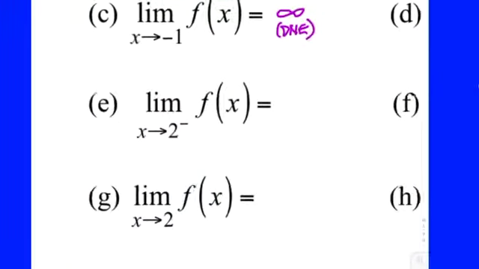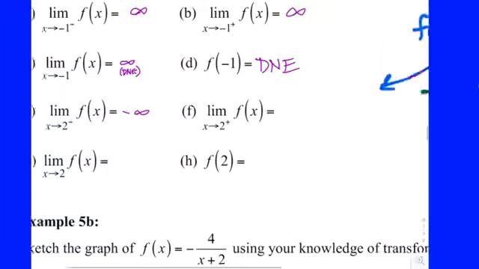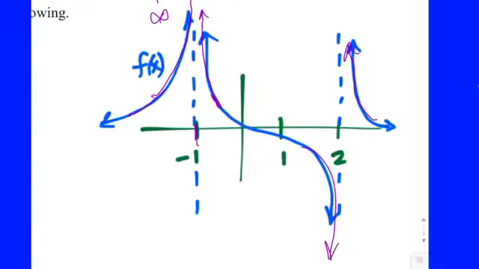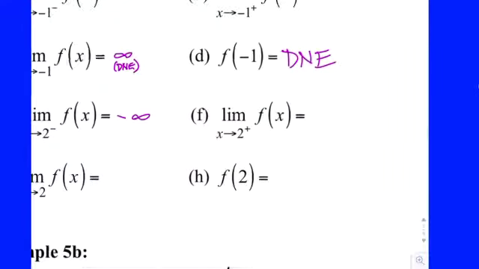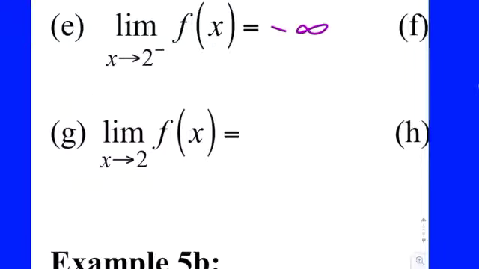What about the limit from the left of positive 2? Negative infinity? Yep, very good. It doesn't exist because it decreases without bound. From the right of positive 2? Positive infinity. It's going up. And then what do you think we could say about the general limit?